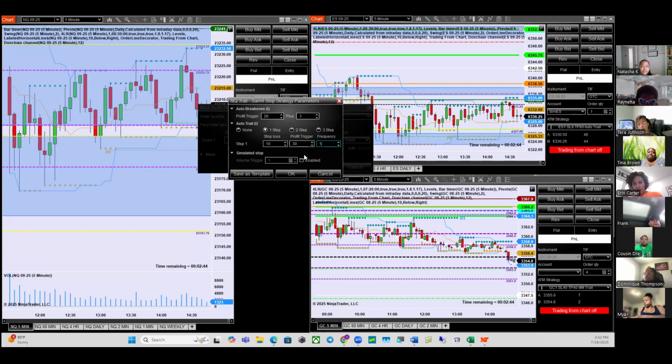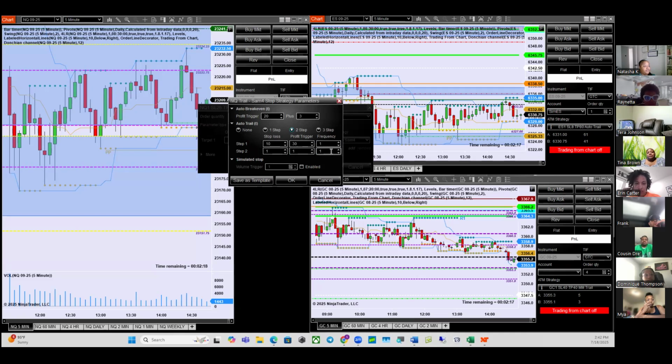So who just said something? I did. So the auto trail one step stop loss determines how close it trails you to be stopped out. Yes. Okay. The two-step profit trigger is not highlighted, but you have a number in there. No, this is like one step. So this is step one, right? This line is step one. If I click two step, there'd be another step. Gotcha. Okay. And we're going to talk about that next.